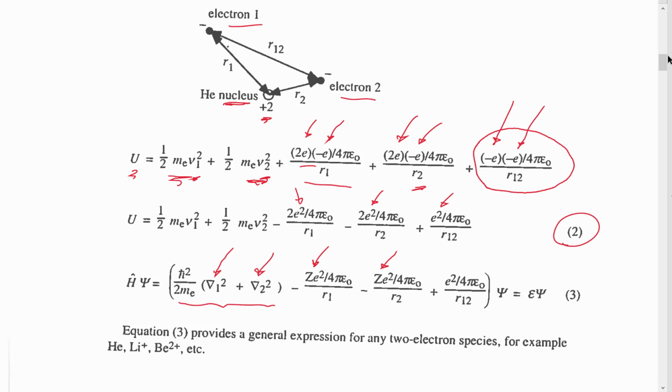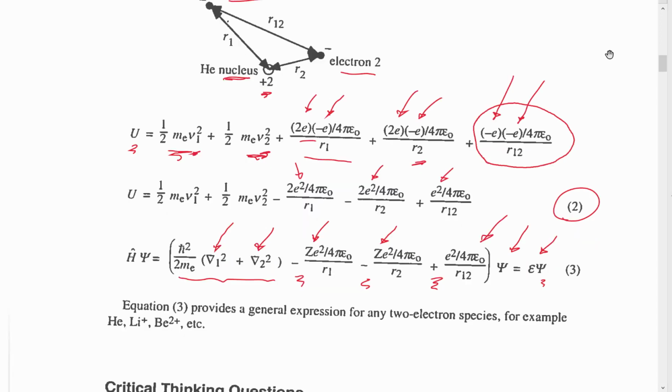And then finally, we've got our repulsion, and we'll note that there's a plus charge for the repulsive energy and a negative charge for the attractive forces between each electron and the nucleus. We've got our wave function in here, and then we have our energy, again multiplied by the wave function. It's unsolved currently, but this is our Schrödinger equation for this 2-electron species.